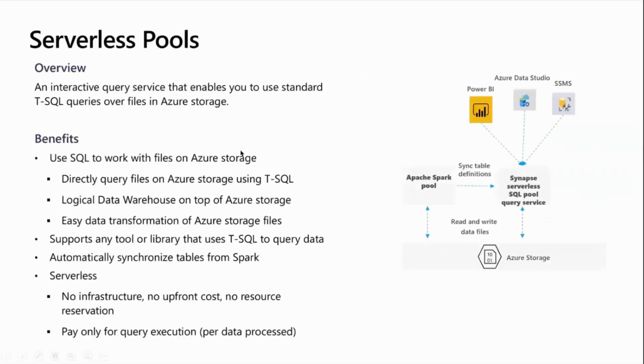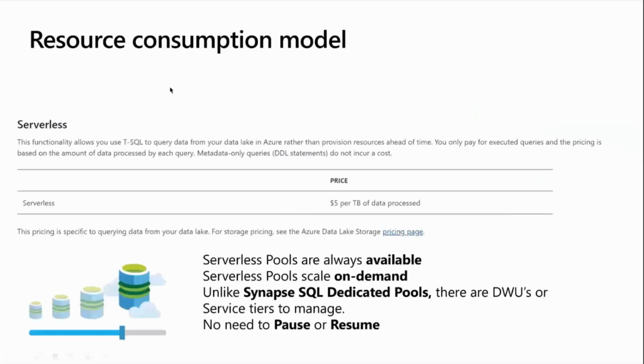It's pretty neat. The resource consumption model, like I said, is about $5 per terabyte. Serverless pools are always available, so you don't need to pause or resume or scale. All that stuff happens for you behind the scenes. So as soon as I connect to my workspace, I can start running queries against my file systems. There's no DWUs or service tiers, and it scales elastically to my needs.